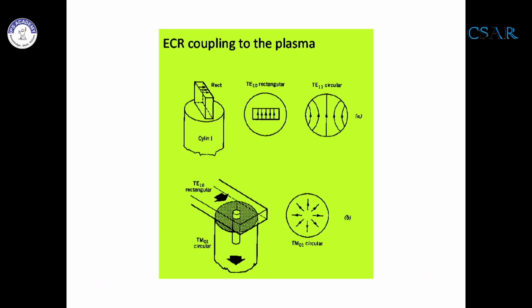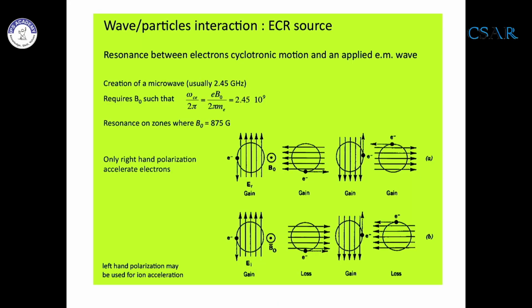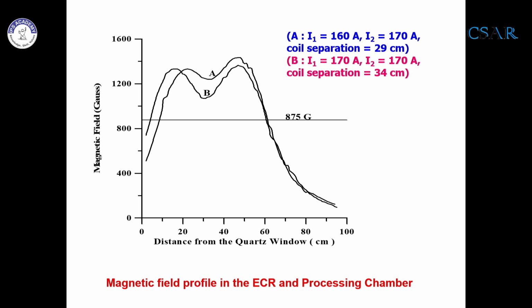This coupling scheme I will not discuss with you, because again, this 875 Gauss, how it was generated by feeding current in two coils. And we have now the ECR zone. The ECR zone is the region where there is an 875 Gauss field.